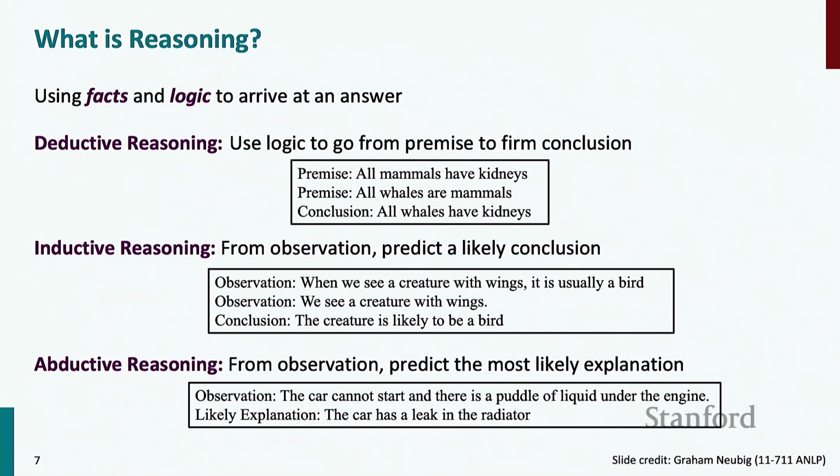And finally, we have abductive reasoning, where we're given an observation and then we start drawing possible explanations, okay? So maybe you see a car that cannot start and there's a puddle of liquid under the engine. And then you start drawing inferences about the situation. So one of them could be that the car has a leak in the radiator, okay?